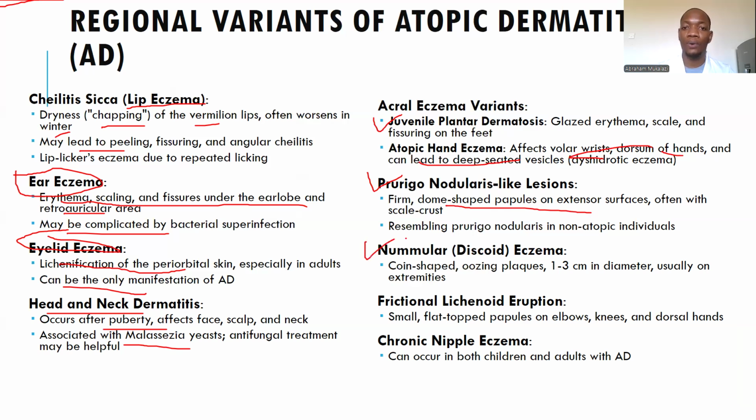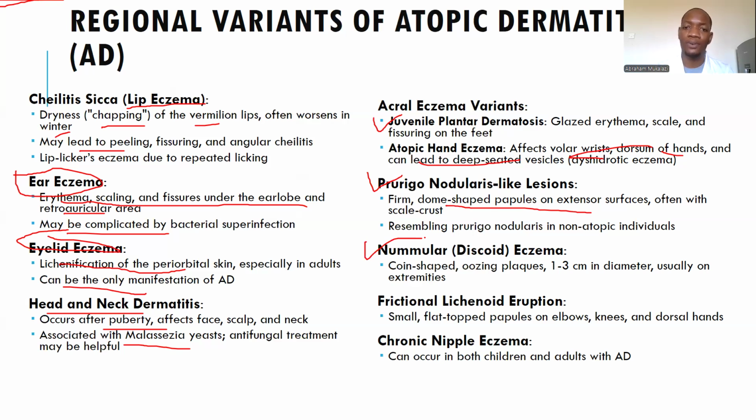Then you can also get what we call nummular or discoid eczema. So this is a coin-shaped oozing plaque that is oftentimes about 1 to 2 centimeters in diameter, usually found on the extremities. So you can have atopic dermatitis presenting with nummular morphology, and that is actually different from nummular eczema. So those two things are different. You know, in dermatology, with the terminology, things can look similar but actually mean different things.